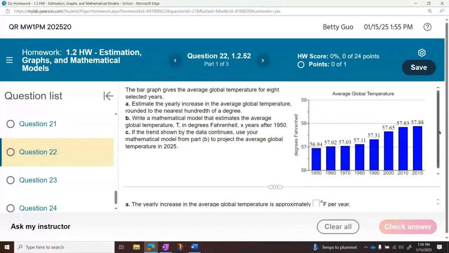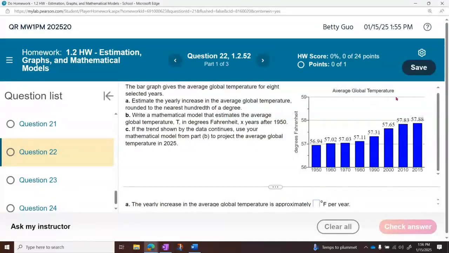So let's see what's going on in this problem. This is about the average global temperature in Fahrenheit. The x-axis gives the years, 1950, 60, 70, all the way to 2015. On top of each bar, we have the numbers. Those numbers are degrees of temperature in Fahrenheit. So my understanding is this is a global warming example.